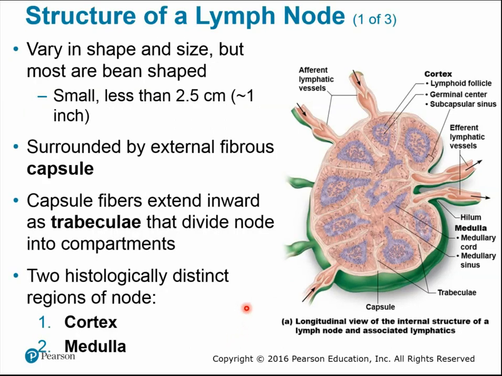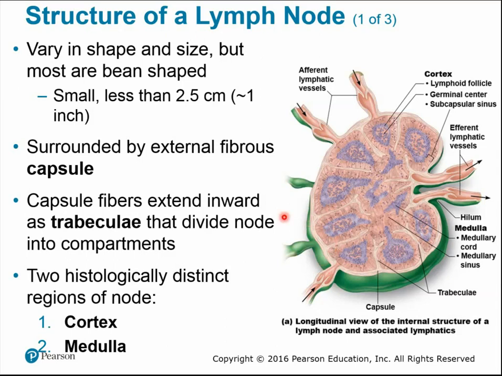So lymph nodes structurally can vary in size, but generally most are kind of small and bean-shaped, about 2.5 centimeters or 1 inch. They're surrounded by an external fibrous capsule, which is going to help support the overall structure and stability of the organ. So capsule fibers that extend inward are going to form what's called trabeculae that just divides the node into different compartments.